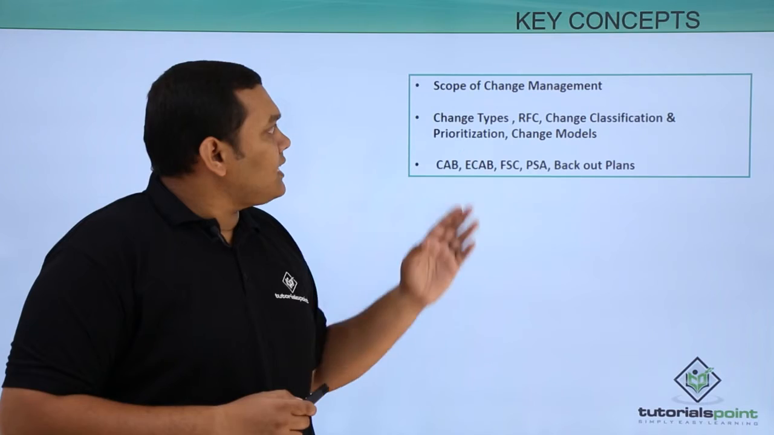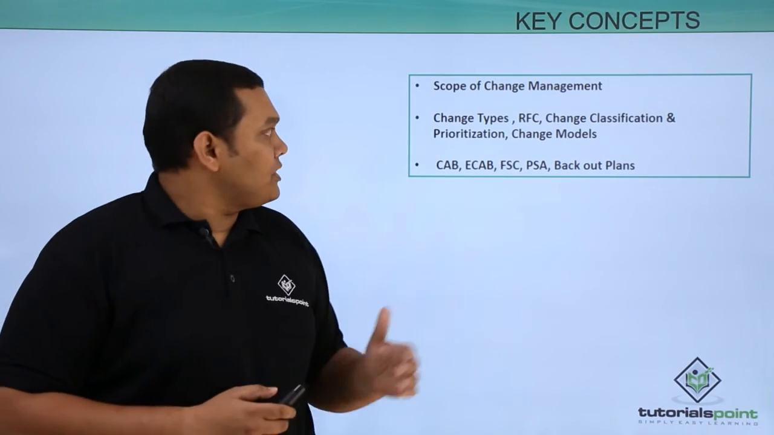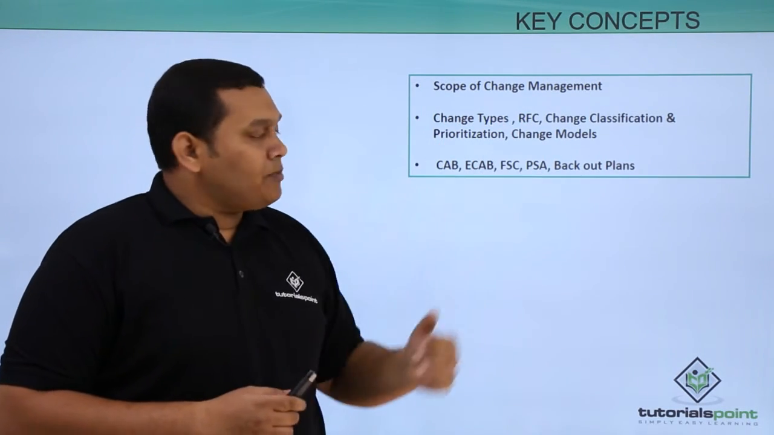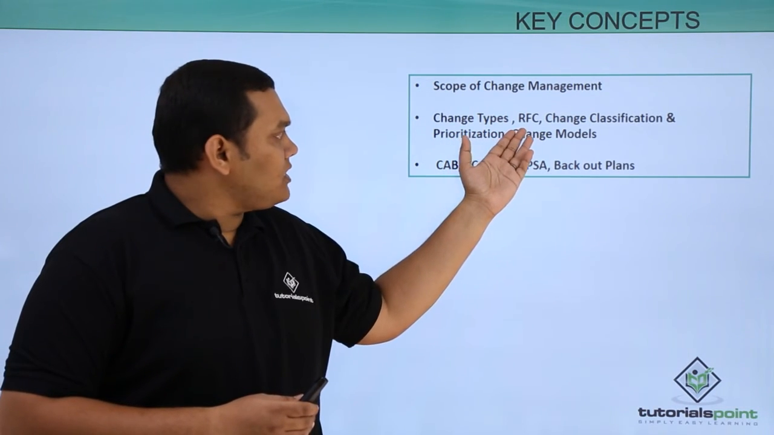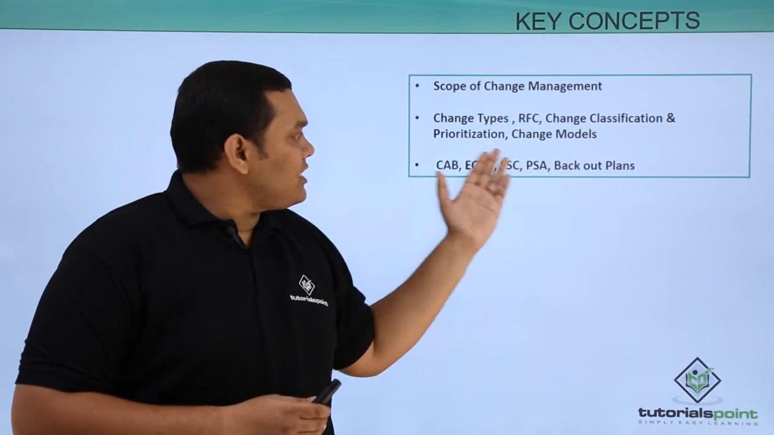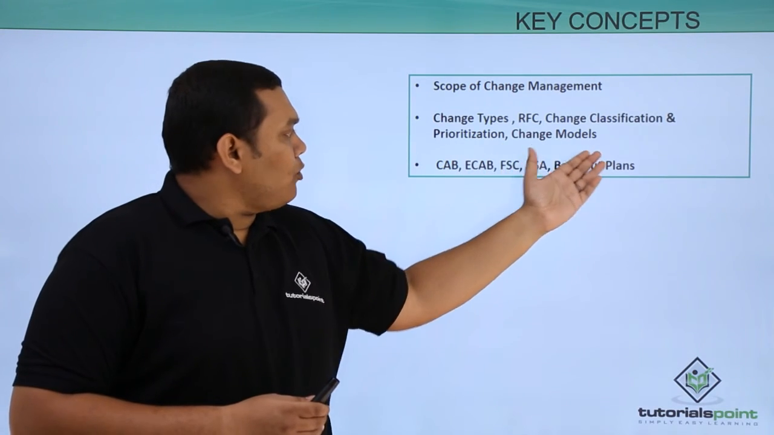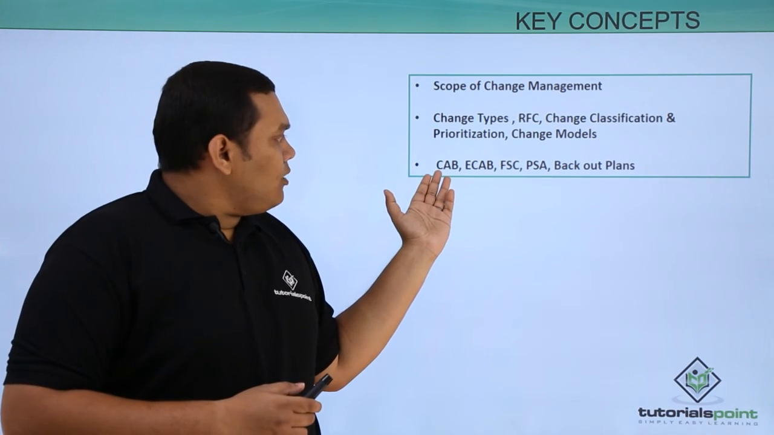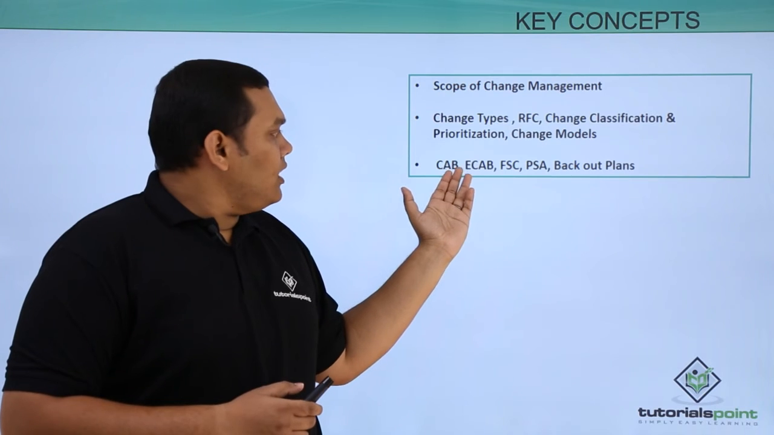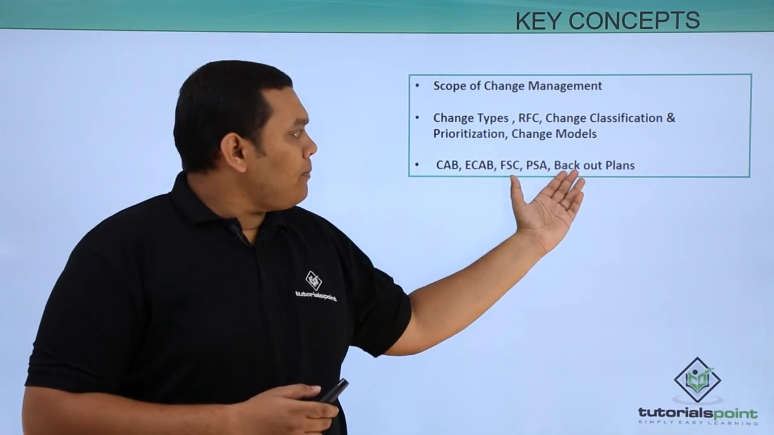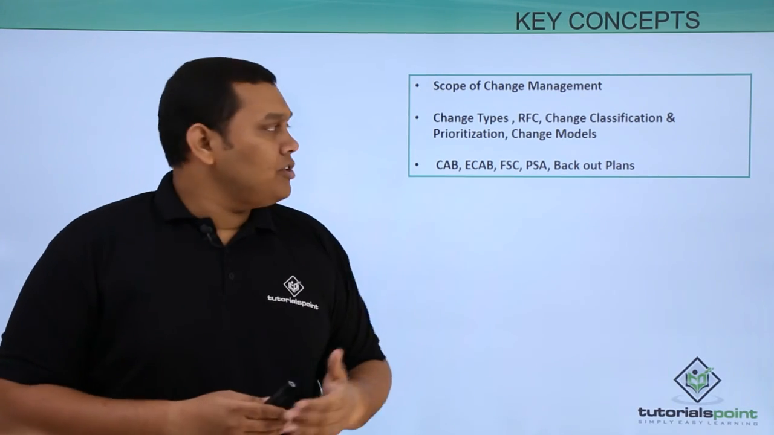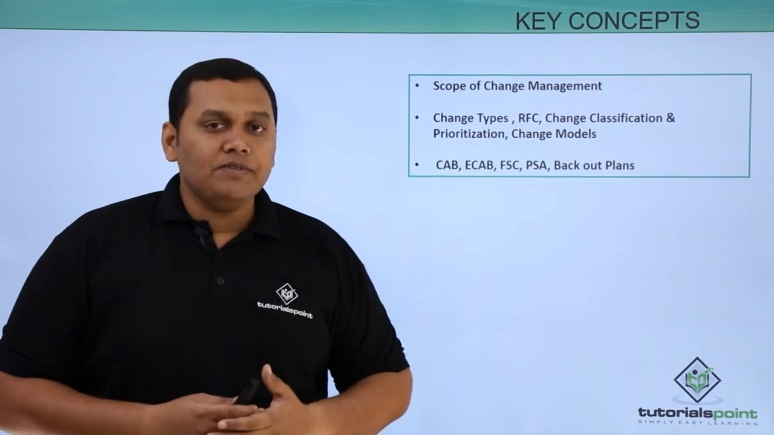So coming to the key concepts of change management. The scope of change management is the first key concept, followed by change types, RFC, change classifications and prioritization, change models, and we also see what is the CAB, change advisory board, and ECAB, FSC, PSA and backout plans. In the next videos, we will be discussing the key concepts in detail.